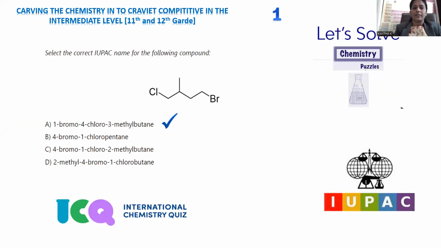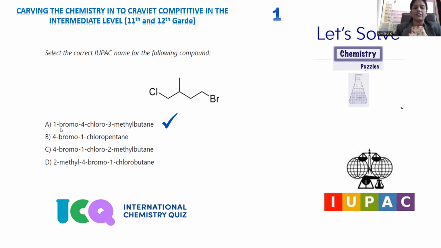Here, question number 1 is given from IUPAC nomenclature. IUPAC stands for International Union for Pure and Applied Chemistry. Select the correct IUPAC name for the following compound. An organic compound is provided where we have two terminal functional groups, namely bromo and chloro, and one methyl side chain. For this chain, we have to mention its IUPAC name. There are 4 options. We have to find out the right answer.